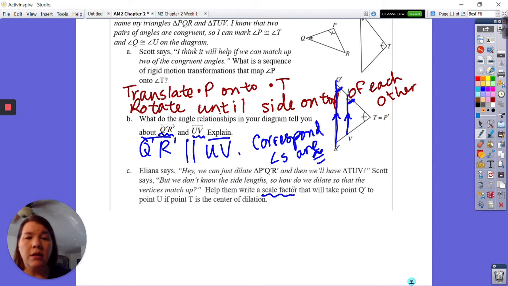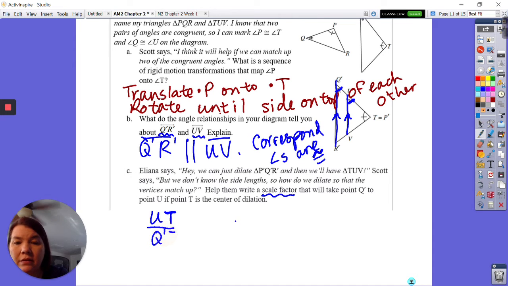So we know that UT divided by Q prime T equals some number. Okay? So the length of UT divided by the length of QT equals some number. And we need to dilate them so that they're now equal. So that means we need to multiply QT by something so that I get UT. So if I multiply Q prime T by some value, I need to get UT. What can go here?